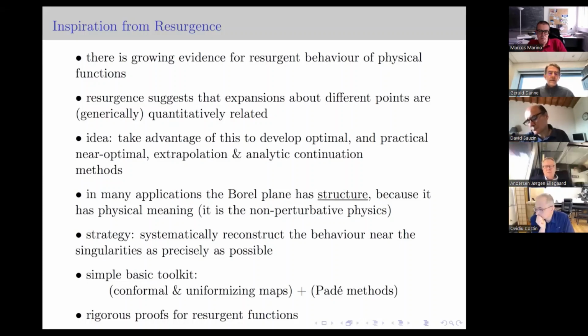And the other thing, inspiration we take for resurgent functions is that for resurgent functions corresponding to certain nonlinear differential equations, for example, or even PDEs, some of the structure that we need is actually known a priori. And Ovidiu talked more about that in his seminar, and I won't talk much about that today.